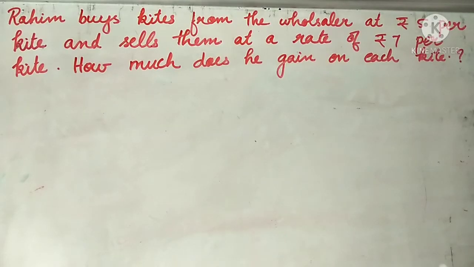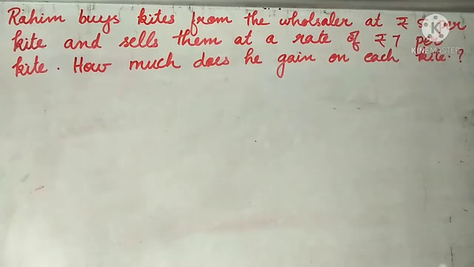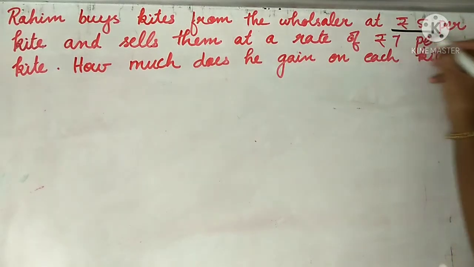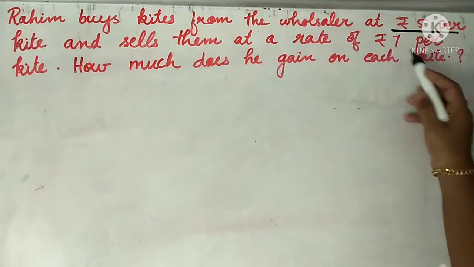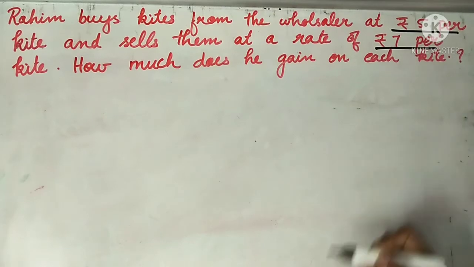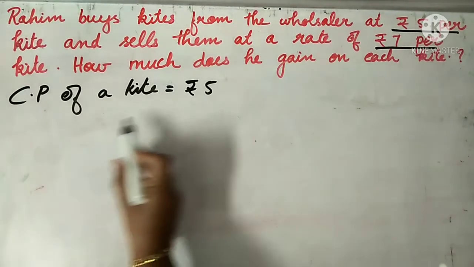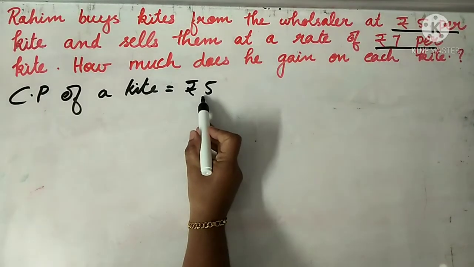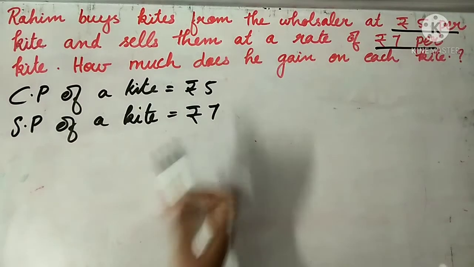Example, Rahim buys kite from the wholesale dealer at rupees 5. That means cost price of the kite is 5 rupees and sells them at a rate of rupees 7. That means selling price is 7. How much does he gain on each kite? For each kite, how much gain does Rahim get? So we can write cost price of a kite is equal to rupees 5. Selling price of a kite is equal to rupees 7.